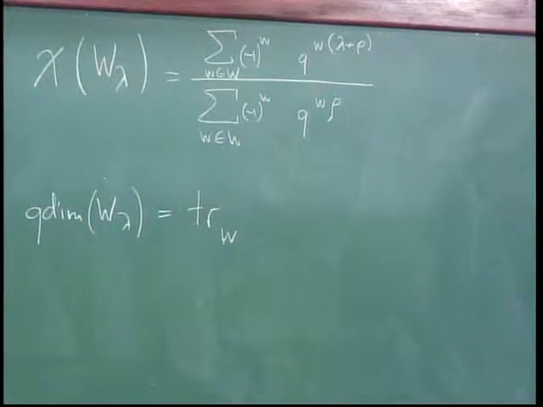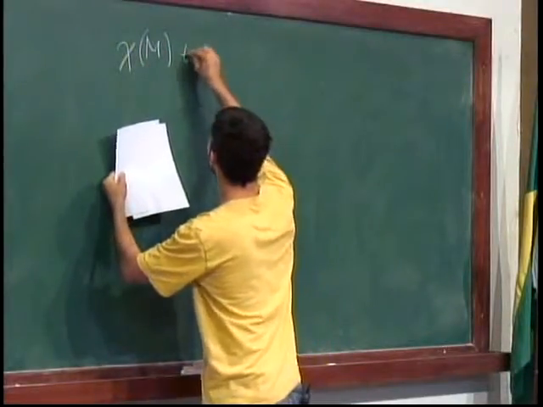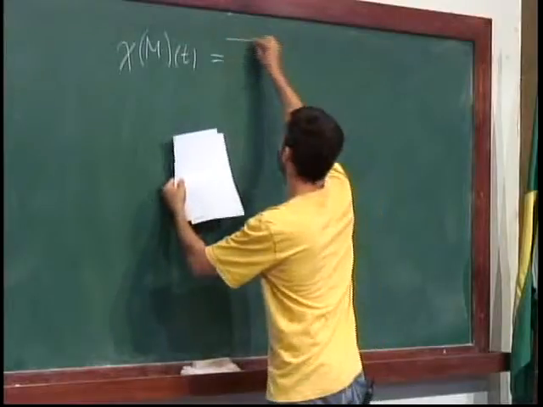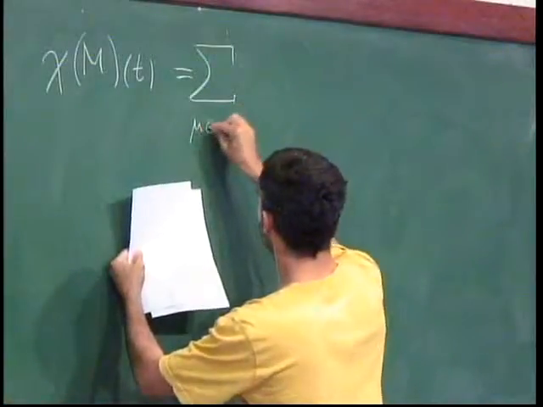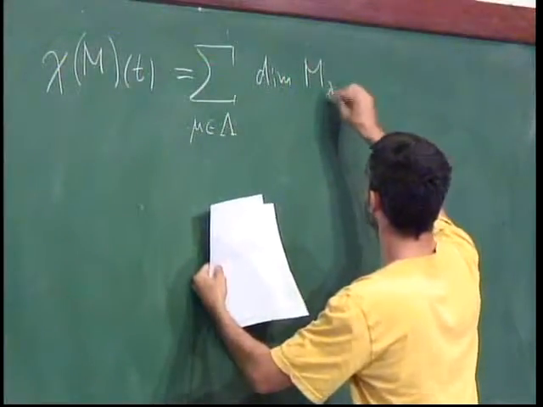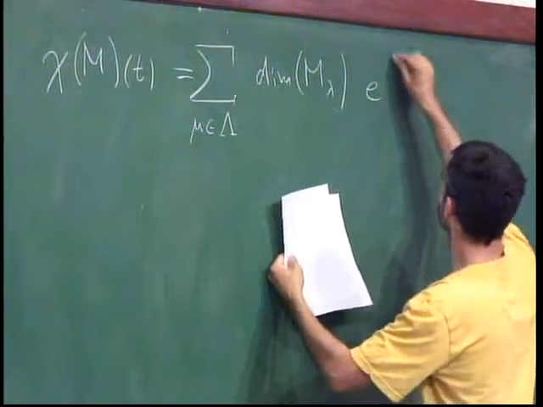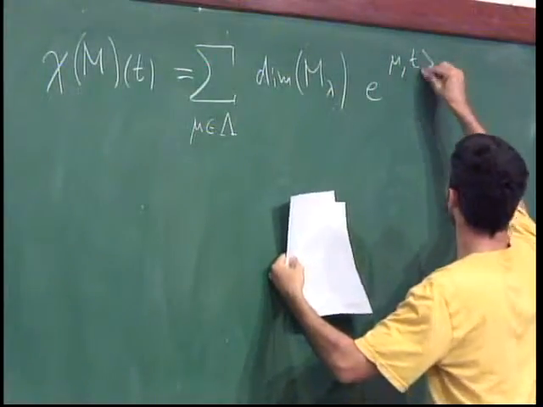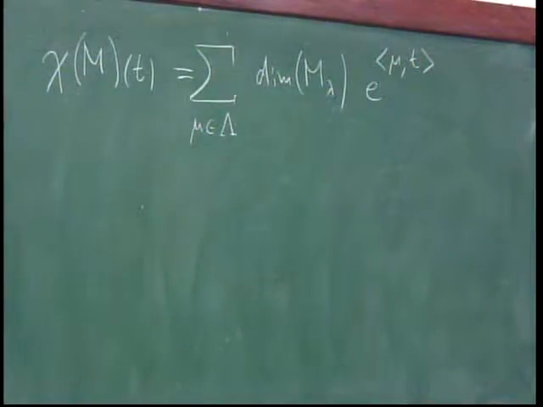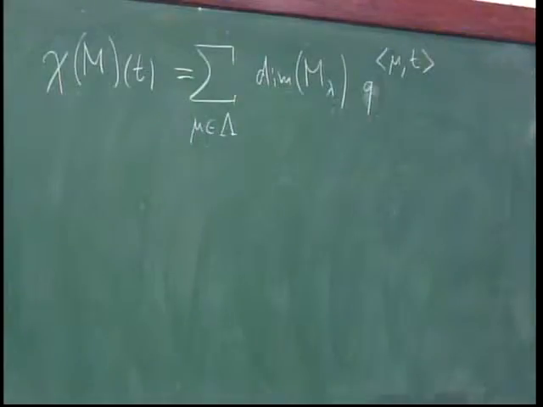So before, the character was defined as the character of a module evaluated on an element t. I'm just writing the previous definition: the sum over all weights on the lattice of the dimension of the weight space at weight lambda, times e to the mu paired with t. That's the formula I had before. Now I'm going to use a slightly different formula, but essentially equivalent: I don't put e here, but I put q. That's all. That's allowed.